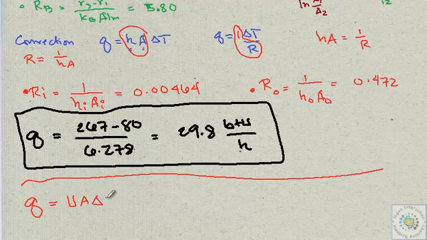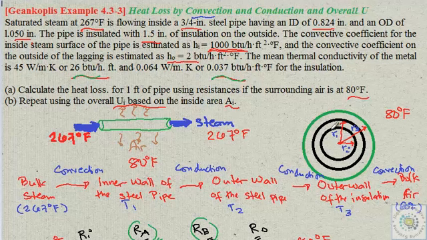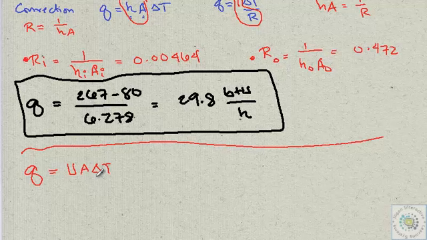Okay, UA delta T. In this case, if you choose a representative area, since we are talking here about two areas exposed to your fluid, the inner pipe is exposed to the steam, while the outer area, on the outside of the insulation, is exposed to the air. If you choose one of those, in this case the inner area, that means the overall heat transfer coefficient that you're calculating is also based on that inner area. We label it as UI.